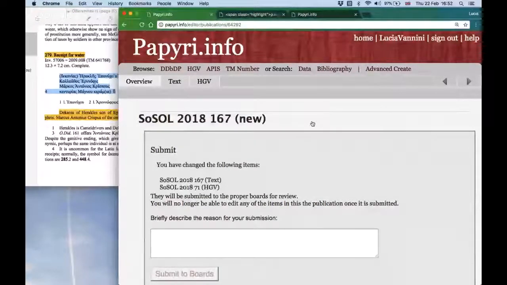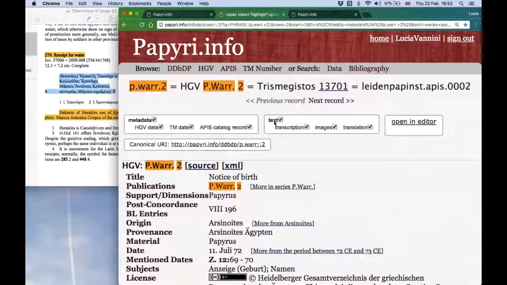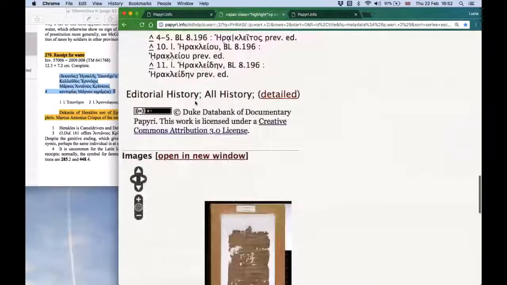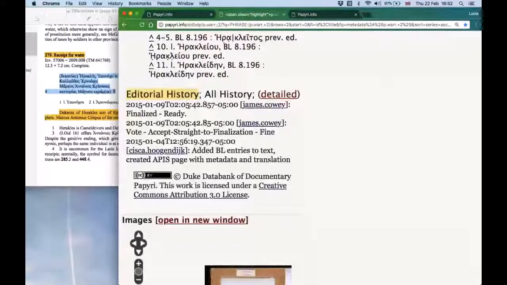When the text is accepted, it's published in the database with all its editorial history recorded. So we can see that in each record after the transcription, there is the editorial history with the name of the user who added the text and the person who reviewed it.